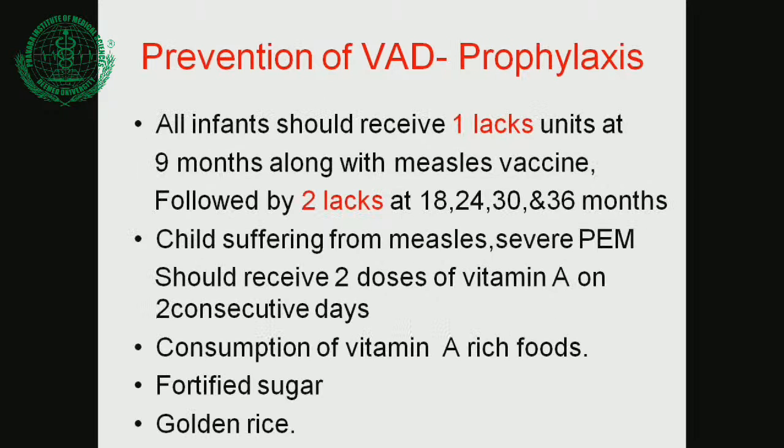Now I want to tell you about the prevention of vitamin A deficiency, that is prophylaxis. We now have a vitamin A prophylaxis program in children. All infants should receive 1 lakh units at 9 months. Usually we give vitamin A at 9 months along with the measles vaccine, so there is no need to call the child repeatedly. When the child comes for the measles vaccine, we give it.